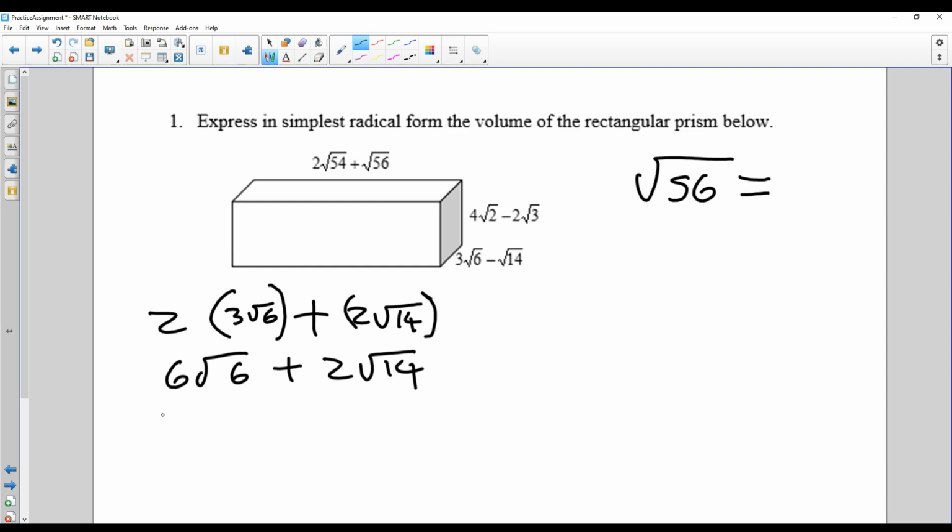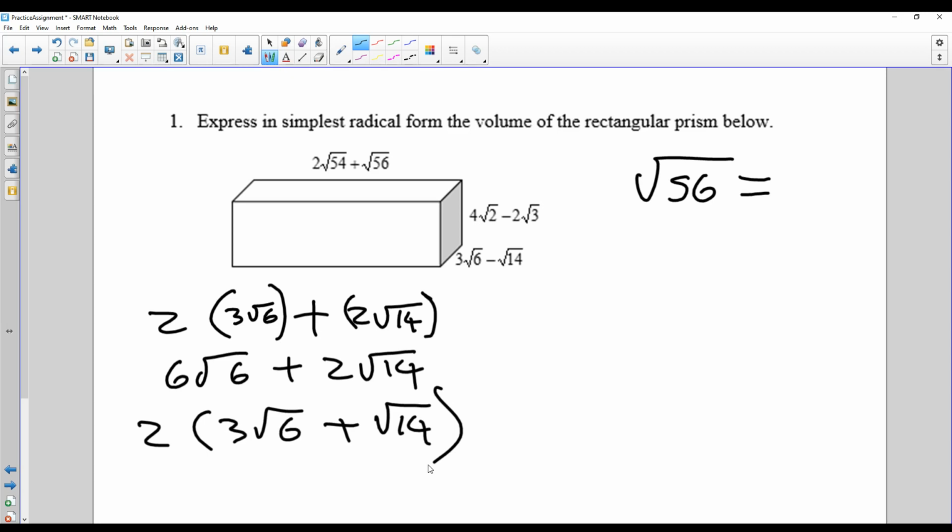Now, is there a common factor between the 6 root 6 and the 2 root 14? Any common factor between those two? Because I want to factor that out. Yes, 2. So 2 bracket 3 root 6 plus root 14. Can we agree on that? Okay, everybody agree on that? Just factoring that out.